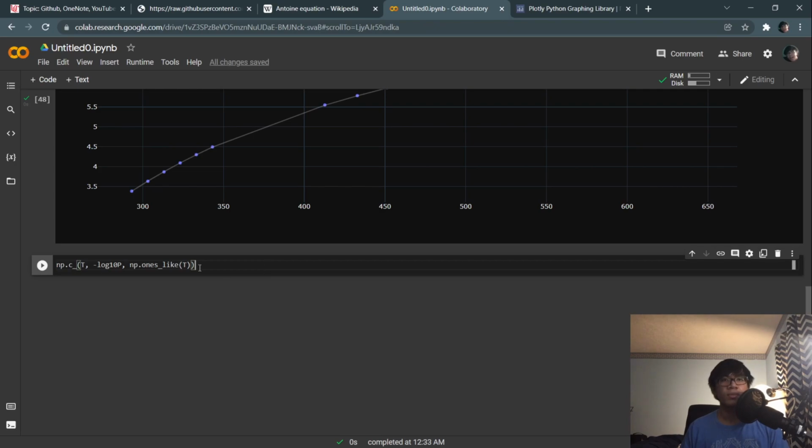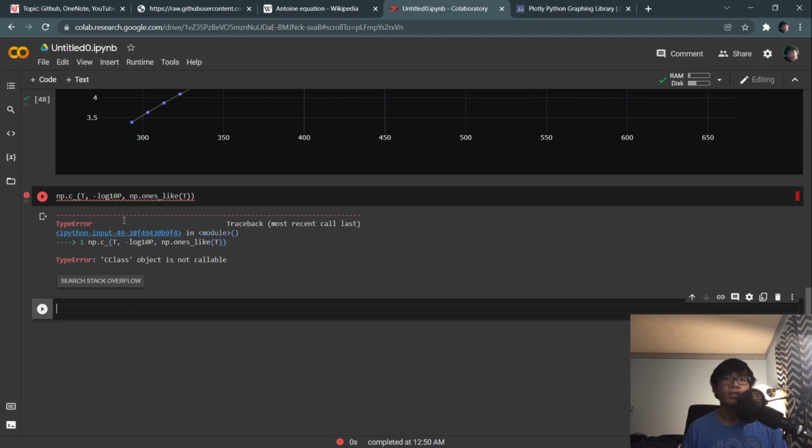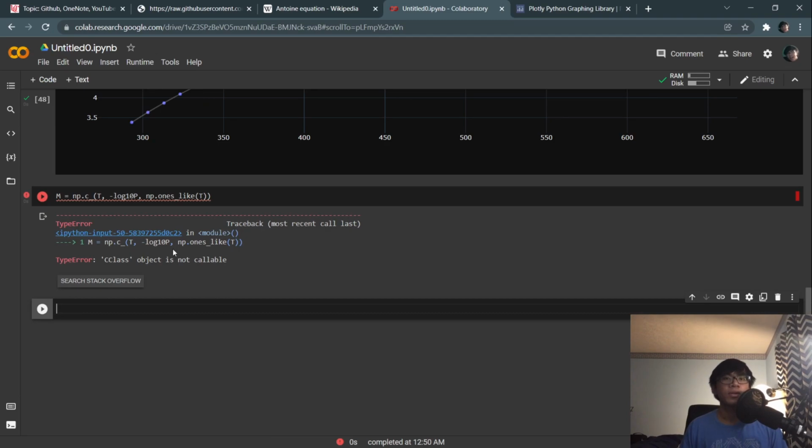So that's our matrix. If I try to shift evaluate this, yeah, it's not callable. It's not going to do anything. So we need to assign this to a variable, what we called it earlier, our M for matrix. Oh, we did so. Oh, I know.